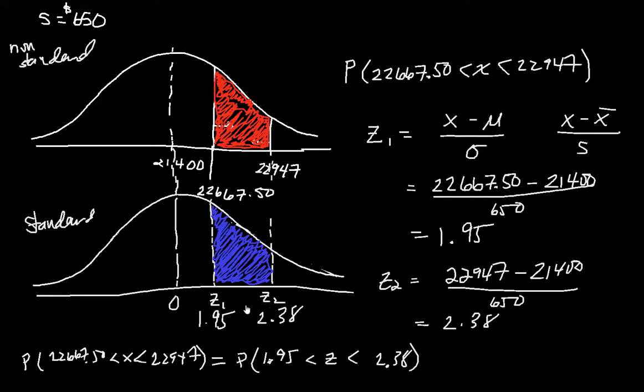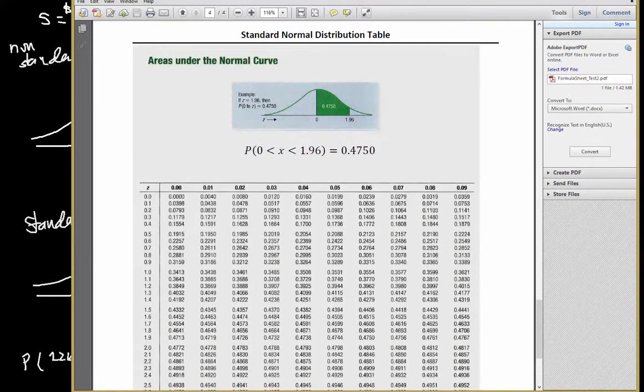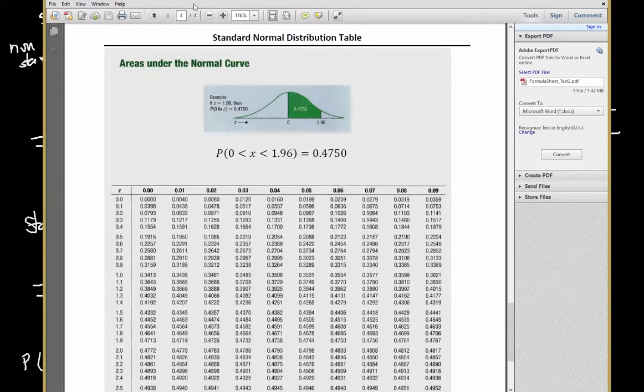So we use our tables to find areas. We can use our table to find the blue area. So the standard normal table that we use, one moment. I brought up my formula. It's the same formula that you have in the back of your textbook and also in the formula and tables link. The tables are different for different books, but they do the same thing. This table shows us the area under a standard normal curve.